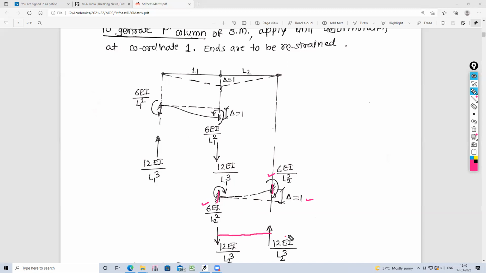So this will be an upward force, this will be a downward force. What is the magnitude? It is M divided by L. What is M? 6 plus 6, it is 12EI upon L2 square, divided by L2. So it becomes 12EI upon L2 cube, and this will be 12EI upon L2 cube. So these are the internal forces in part number 2.